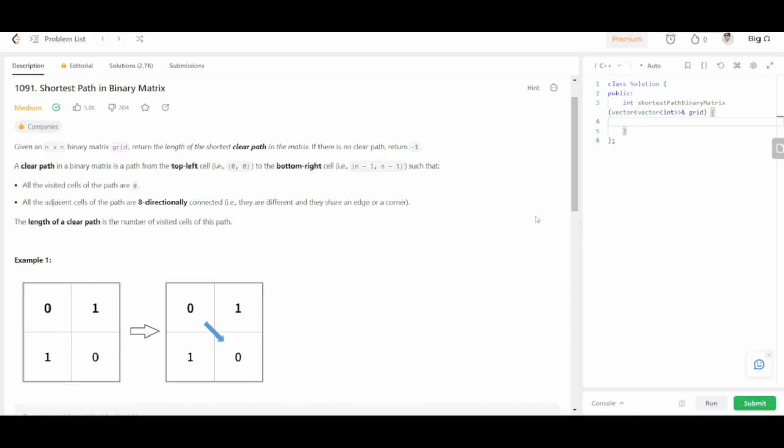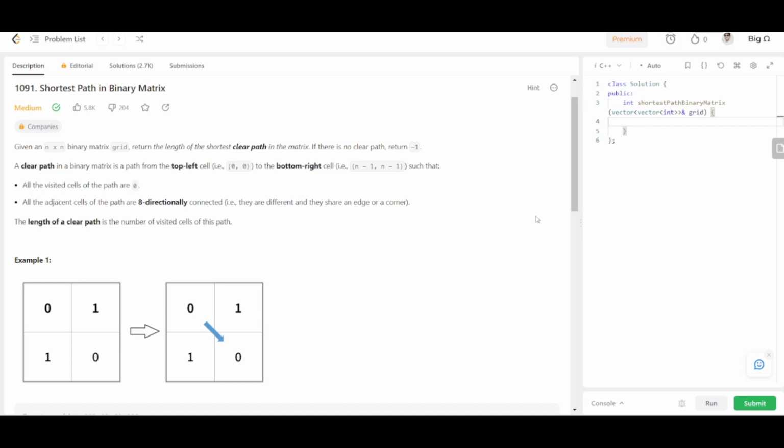We're given an n cross n binary matrix, means we have a matrix containing zeros and ones only. We have to return the length of the shortest clear path in the matrix. If there is no clear path, then return -1. So what is a clear path in a binary matrix? It is a path from the top left cell, that is 0 0, to the bottom right cell, that is n minus 1 n minus 1, because the dimensions of the matrix is n cross n.